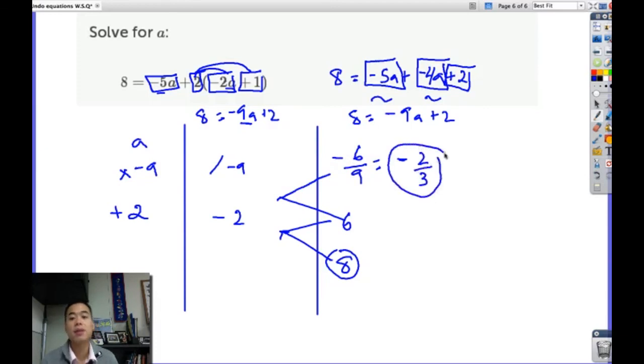You can quickly convert this into a decimal, but I know it's a repeating decimal of 0.6 repeating. So if you're using a TI-84 or a graphing calculator at home, make sure that you're inputting it 10 times.